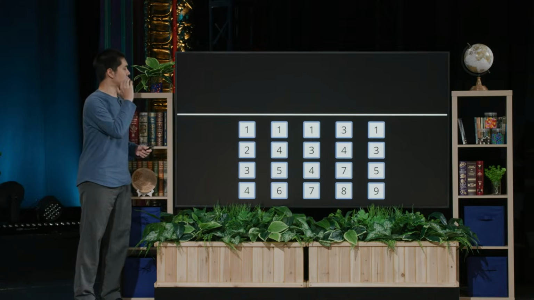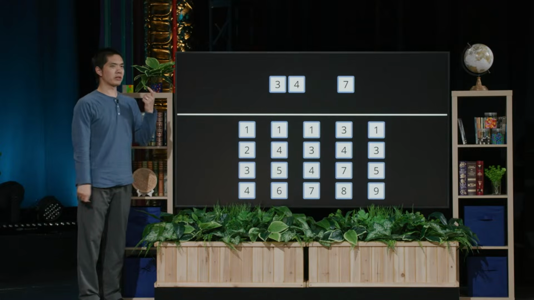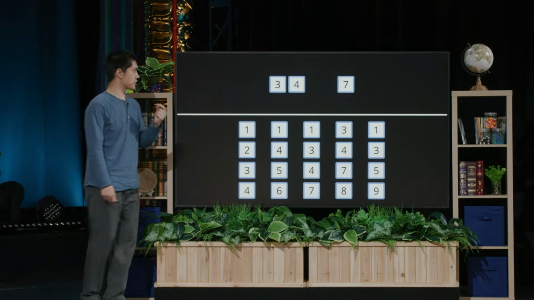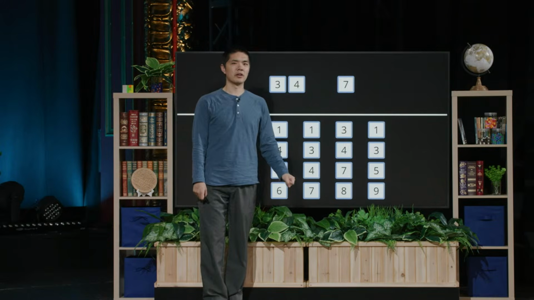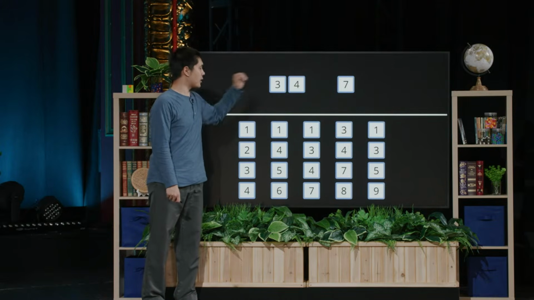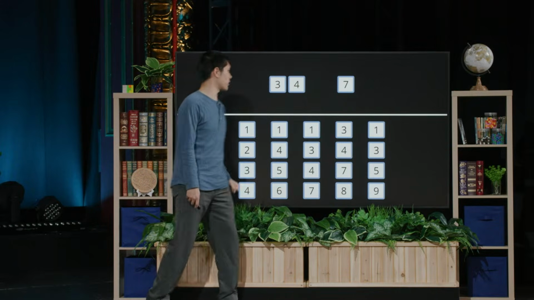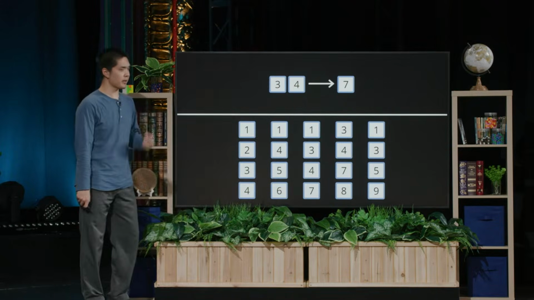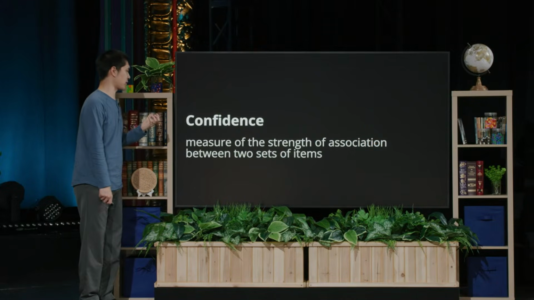For example, we knew that the set of 3, 4, and 7 was a frequent item set. Those 3 items tended to be bought together. And so we might ask the question, what is the relationship? How strong is the relationship between items 3 and 4 and item number 7? Meaning, if I know that a shopper bought items 3 and 4, how often are they also buying item number 7? What does that relationship look like? And that relationship is something that we call the confidence of this association.